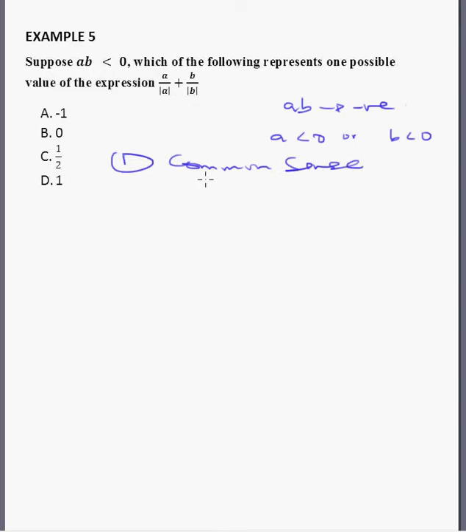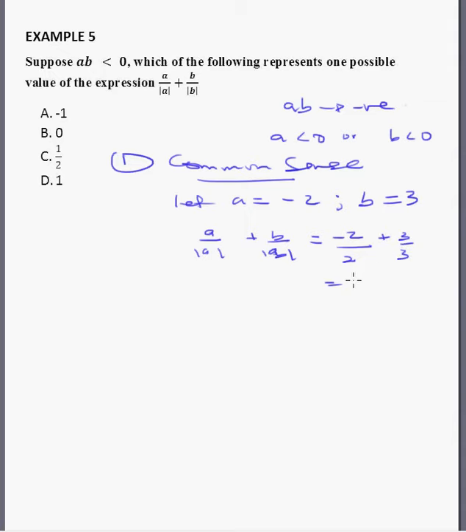So the common sense approach would be to say, oh, let us assume a is equal to, say, minus 2. And then let's take b is equal to 3. Okay, that is the common sense approach. If a is equal to negative 2 and b is equal to 3, that means a over the absolute value of a plus b over the absolute value of b will be equal to minus 2 over the absolute value of 2, which is positive 2, plus b, our 3, divided by 3. And this becomes negative 1 plus 1, and that will be equal to 0.